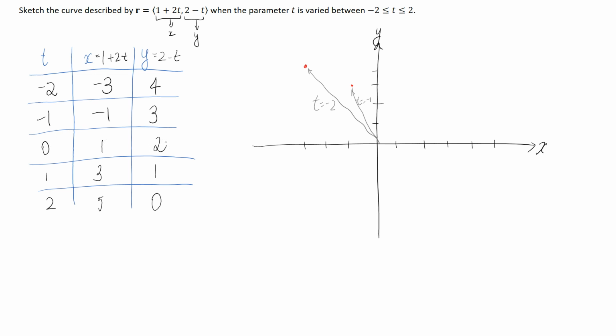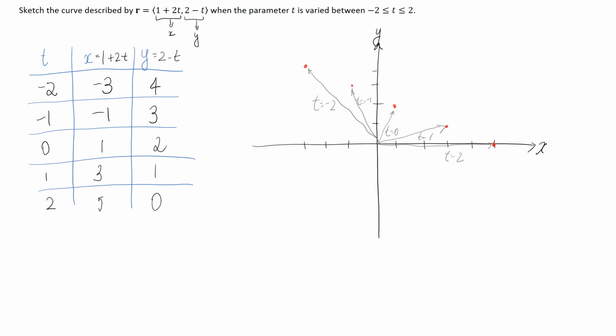So if we look at the next one, we've got the point (1, 2). So 1 is here, 2 is probably, say, here. Again, we can draw ourselves a little vector. So that's when t is equal to 0. We've got 2 left. So t is 1 when x is 3, so that's out here. y is 1. I'll pop this in a different color. So that's t is 1. And our last one, we've got (5, 0). So that's going to be all the way out here.